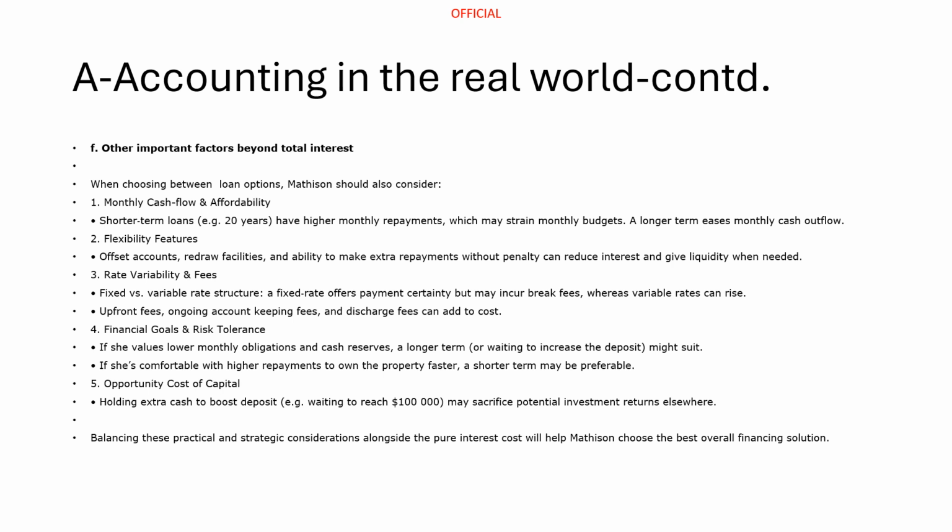Other factors to be considered when choosing a loan: Sharon should consider more than just interest. Key factors include monthly affordability and loan flexibility, for example if there's an offset account to reduce the interest amount, and rate type, whether it's fixed or variable, and associated fees, her financial goals, and risk tolerance. She must also weigh the opportunity cost of using or saving her deposit. These elements together help determine the most suitable and sustainable loan option.